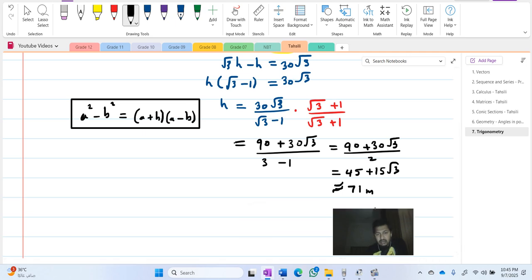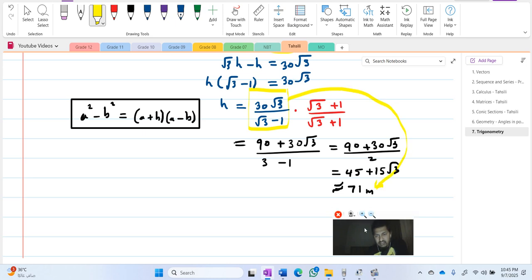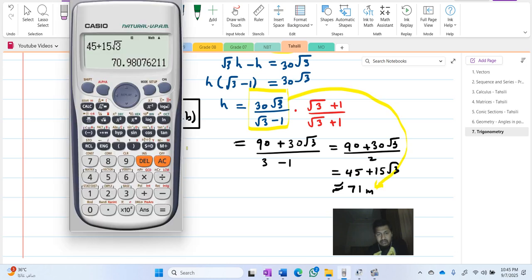Now if you go back here, remember this is the answer that we had. If you type it on the calculator, 30 root 3 divided by root 3 minus 1, you definitely get the same answer. Let's double check that. Aha, you're a genius.